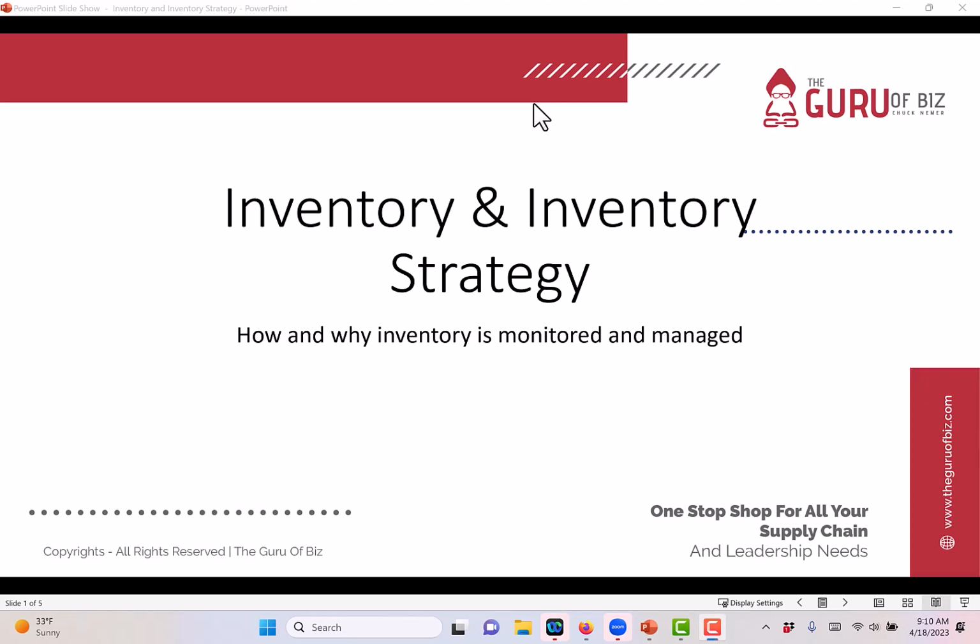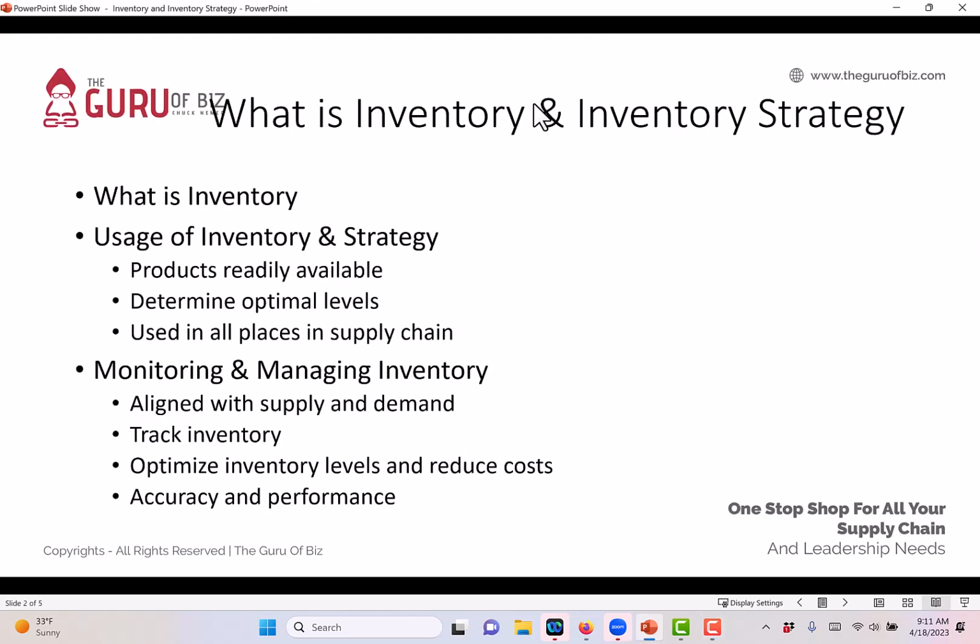In this video, we're going to look at inventory as well as inventory strategy and how it's used across the supply chain, how it's monitored, as well as how it is managed. So let's talk first about what is inventory and inventory strategy.